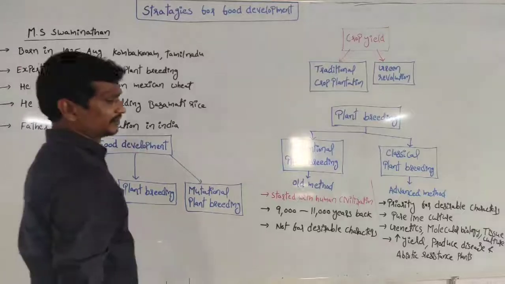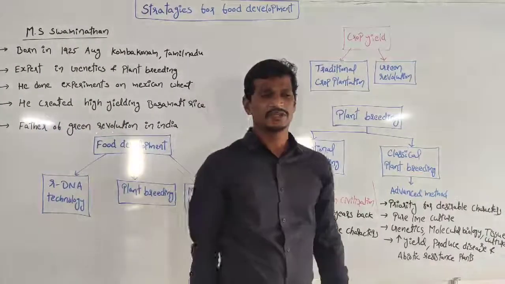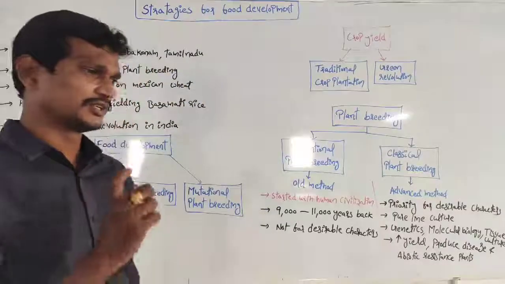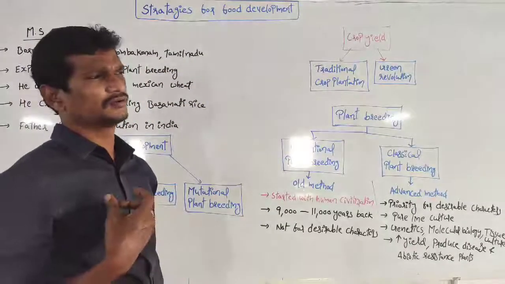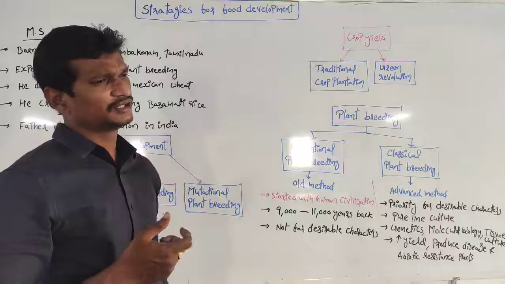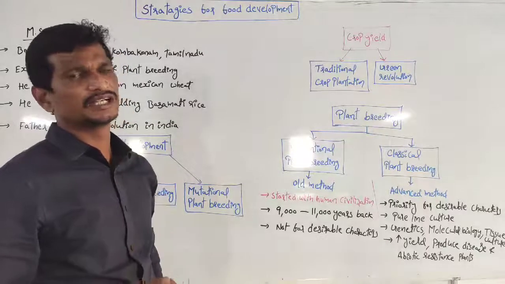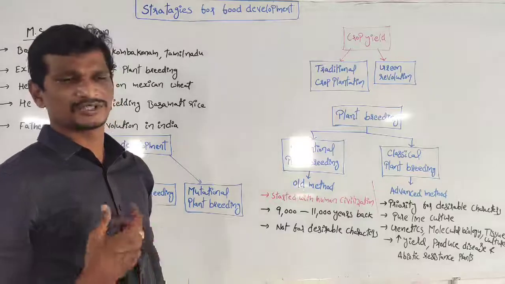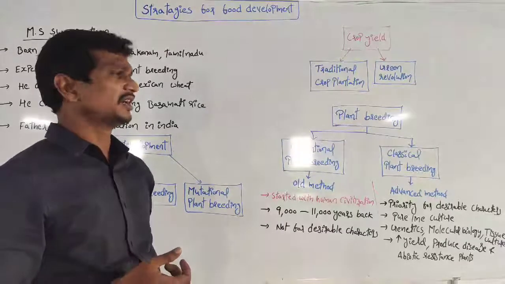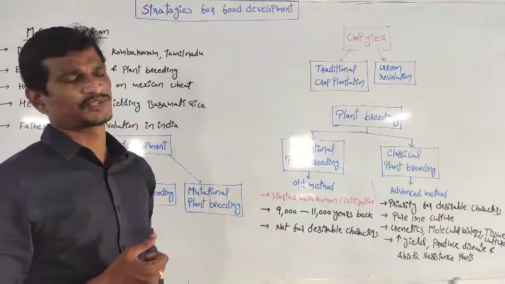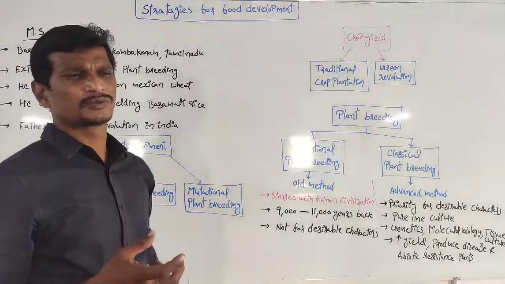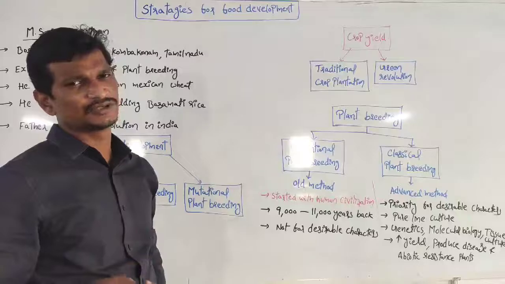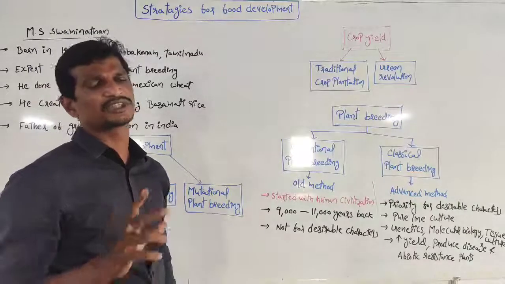Hi students, coming to the next topic, which is the strategies for food development. The chapter title, strategies, means there are different strategies to develop the yield of the crops, such as rice production, wheat production, and different types of pulses production. All these crop products have their yield increased by the following different types of strategies.